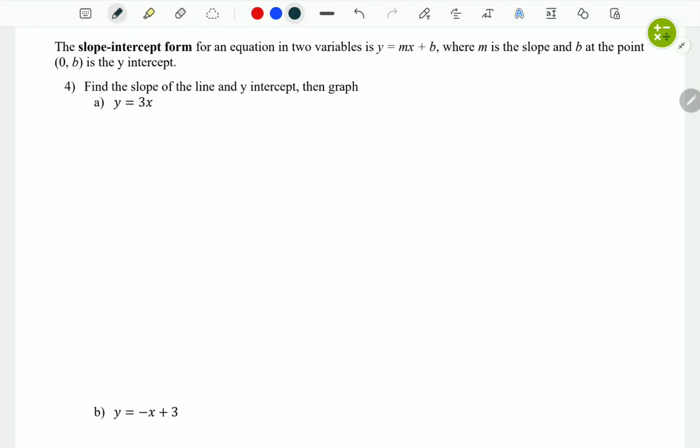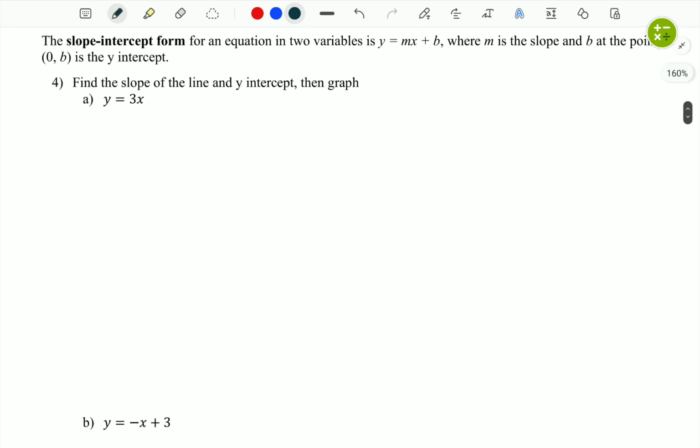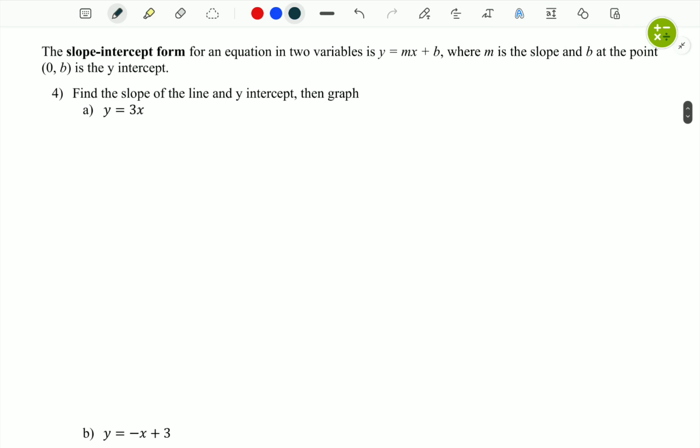All right, guys. The next thing that we're going to focus on is the slope-intercept form. The slope-intercept form for an equation in two variables is y equals mx plus b, where m is the slope of the line and b at the point 0, b is the y-intercept. Going back to the first video of this section, the y-intercept is the point where the graph crosses the y-axis. If there is no value for b, the y-intercept is 0.